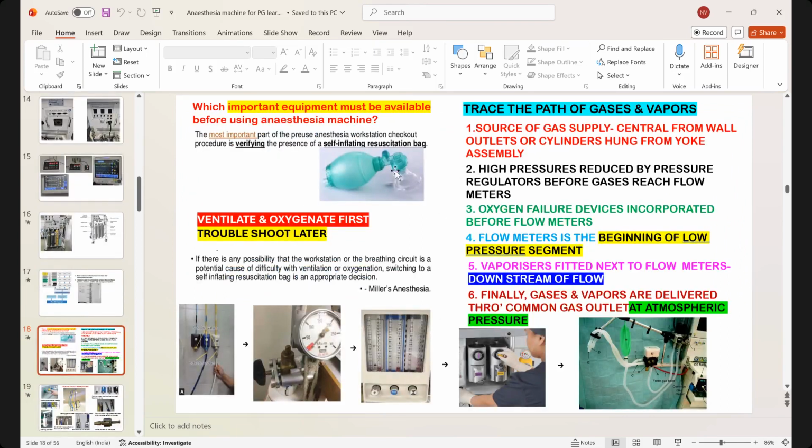And we saw how to trace the path of the gases from the source, then to the high pressure regulator, then to the oxygen failure devices, and then the flow meter, and then the vaporizer, and then finally to the common gas outlet going to the breathing system. So step by step, I showed all these things. And what is the importance of having an ambu bag in the theater in case of failure of oxygen supply or other gas supply? You can always detach the patient from the anesthesia machine and ventilate him with the ambu bag. So the basic principle is ventilate and oxygenate and then troubleshoot later.